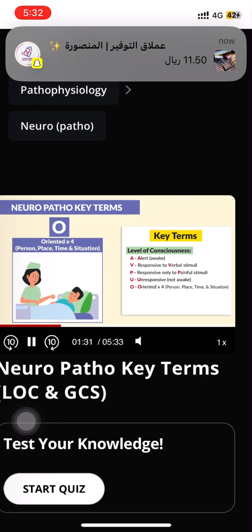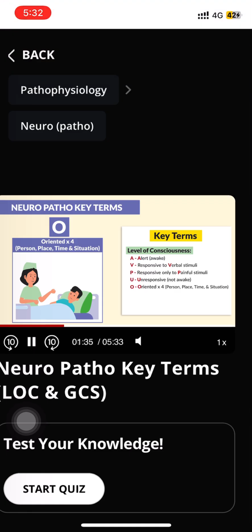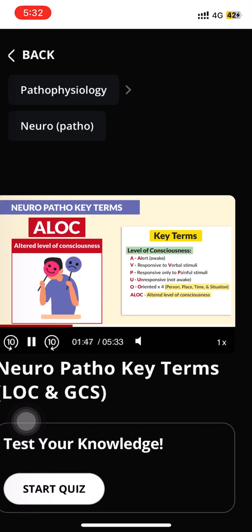Now O is for orientation or oriented. Clients will typically be asked 4 different questions. For example, person, place, time, and situation. If the client knows all 4, then they're oriented times 4. Now ALOC is altered level of consciousness. This is also called a change in mental status and mental status changes.